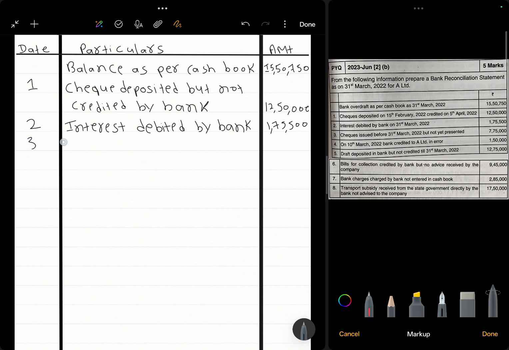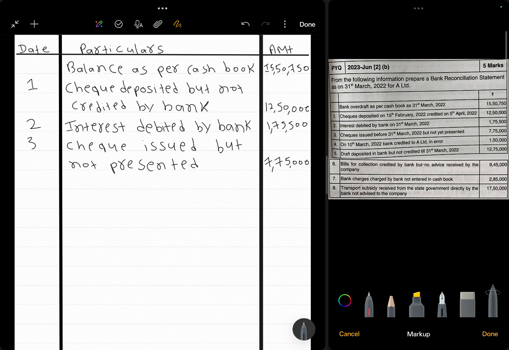Okay, 3 number, check issued but not presented. So what does that mean here? It means we have issued the check, or we can say we have subtracted the amount from our cash book, but the check has not been presented to be encashed from the bank. That means that we have decreased the amount in our cash book, but it has not been decreased in our passbook. So what we are going to do now is add this amount, that is 7,75,000.